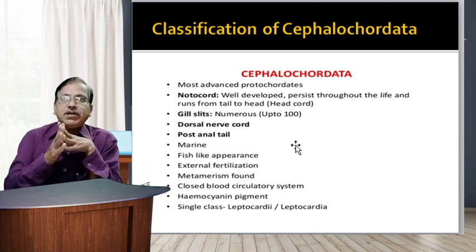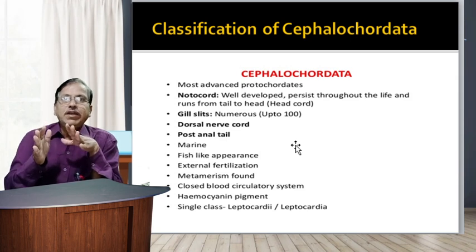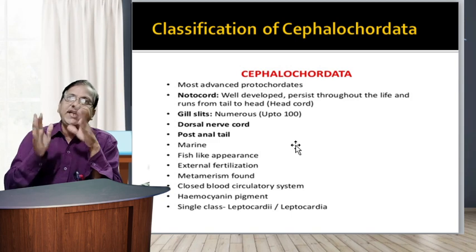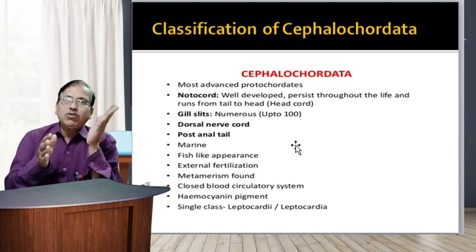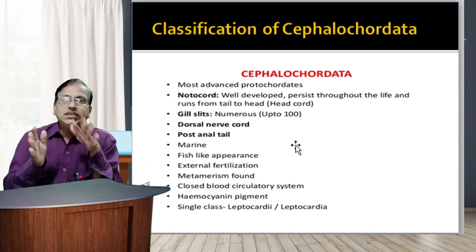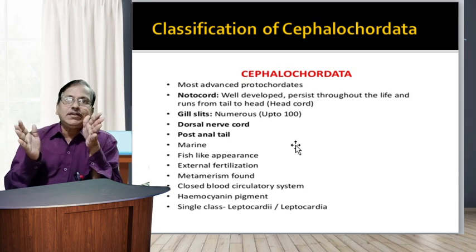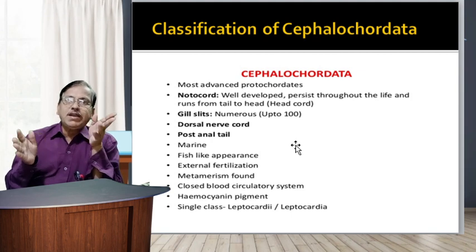Notochord is well developed, persists throughout life and runs from the tail to the head. Only the cord is present in the head region. Cephalo means head and chordata means cord. Gill slits are numerous, up to 100. Dorsal nerve cord, post-anal tail. These animals mainly live in the marine form.